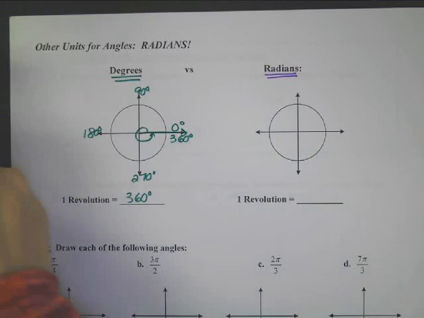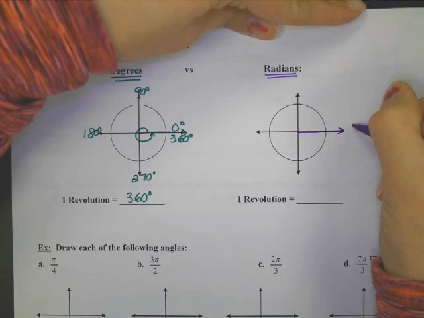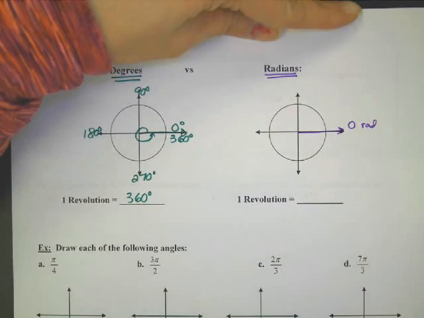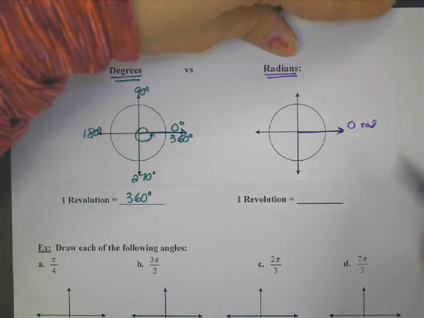Now we're going to talk radians. Radians start right here, and we say 0. You could say radians or RAD if you'd like. Usually there's no degree bubble for sure. Then you know you're in radian form.